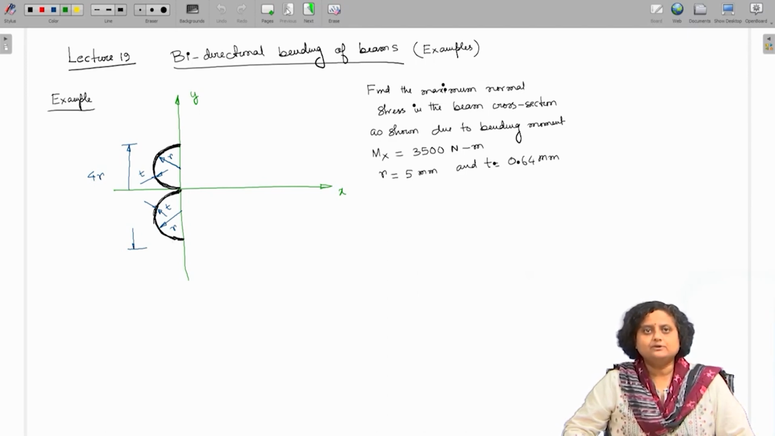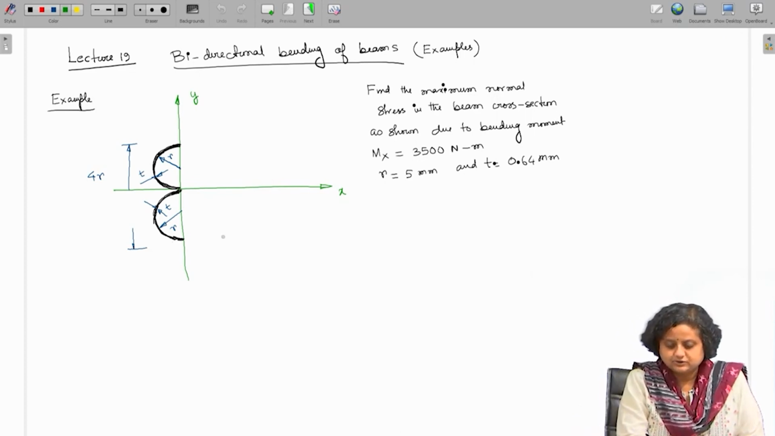The problem statement says that you have to find out the maximum normal stress in the beam cross section due to a moment Mx equal to 3500 Newton meter. The radius r is 5 mm and the thickness is 0.064 mm. So, I would like to mention that this is a cross section of the beam.